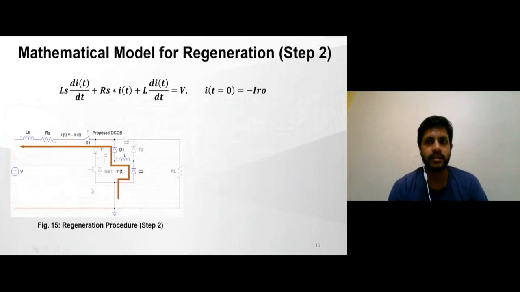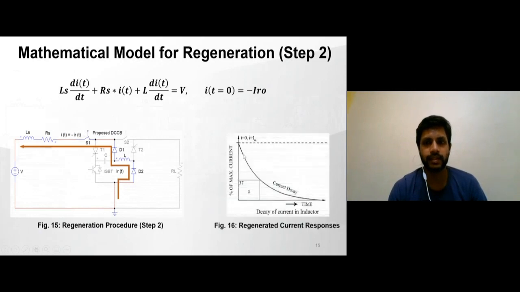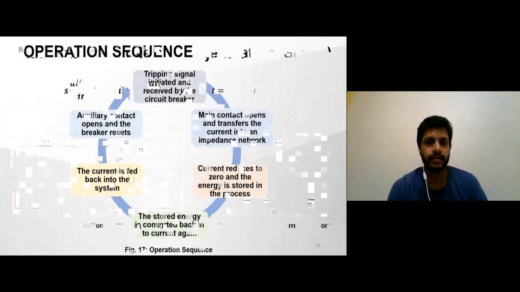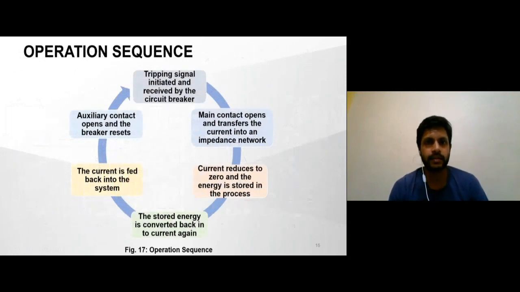Next, in step 2, the inductor will release this current because it doesn't have any other alternative path. Now the current response is governed by this equation, and the solution of this equation gives us an exponentially decaying current. This is the regenerated current as defined in this research. This is the operation sequence. Whatever I have described earlier has been shown in this diagram.